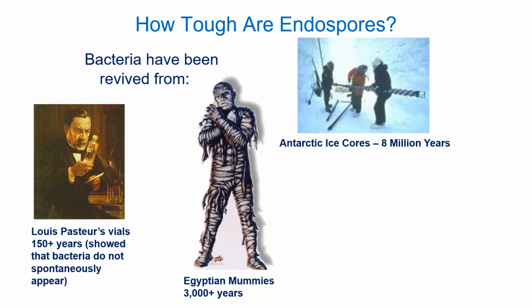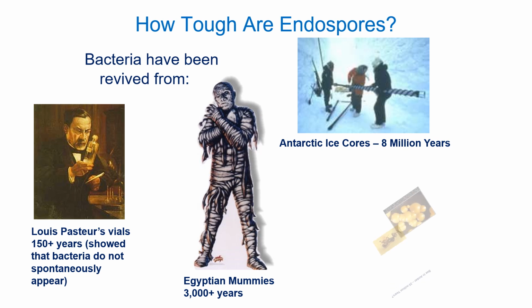People have reliably germinated spores from Antarctic ice cores that are 8 million years old. So these are thick, thick ice layers that have built up from years and years and centuries and millennia of falling snow. That snow, that precipitation contained some spores, and they were buried in these very, very deep ice layers.